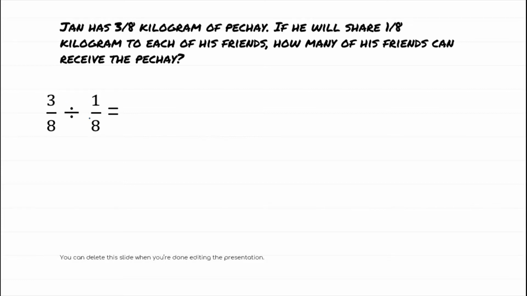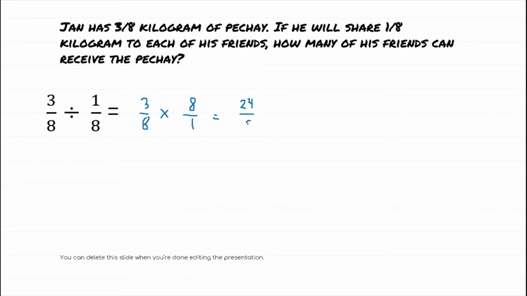So for this one, in our rules, we need to convert the second fraction, the 1/8, into its reciprocal. Okay, so let's write this one. It's 3/8, and 1/8 in reciprocal is 8 over 1. Okay, and from division, it will become multiplication. So let us now multiply. 3 times 8, that is 24. 8 times 1, that is still 8.